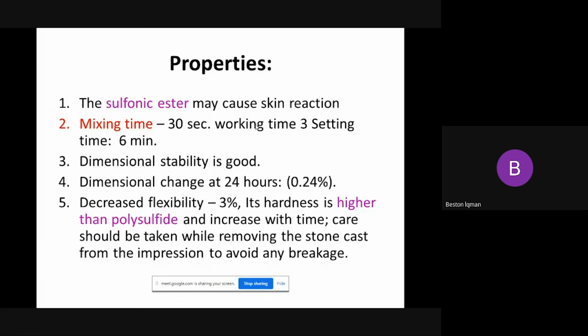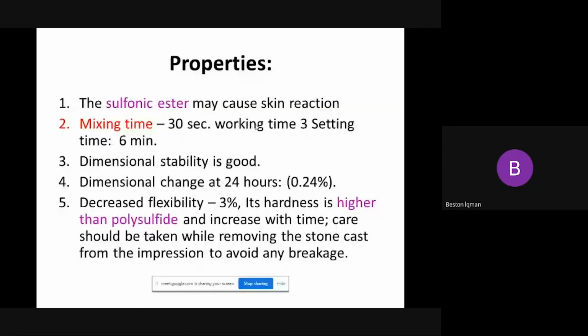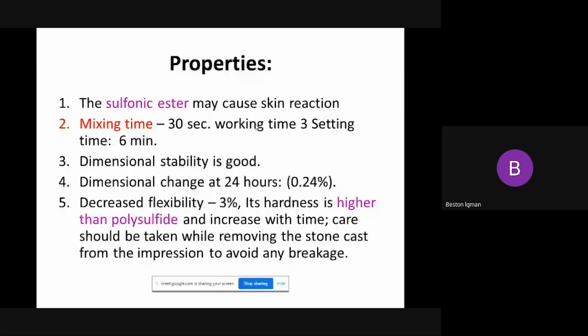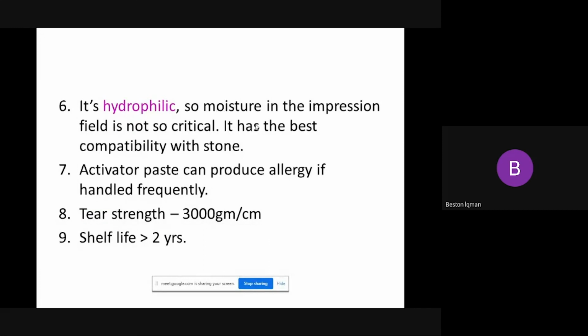The mixing time is about 30 seconds. It is too much, too small. Working time is about 3 to 6 minutes, then the setting time. Dimensional stability is good. Dimensional change is better than C silicone, but lower than A silicone. The hardness is higher than polysulfide and increases with time. First, this material is hydrophilic, so the moisture in the mouth is not critical. If activated, it can cause allergy, so you can handle it frequently. The tear strength is about like this. The shelf life is more than 2 years.